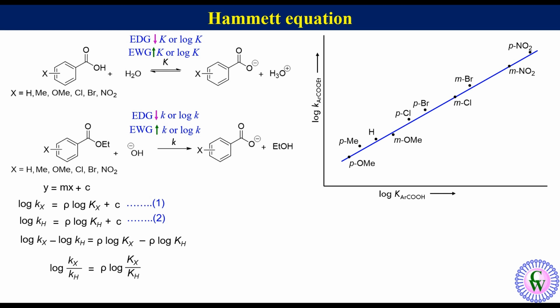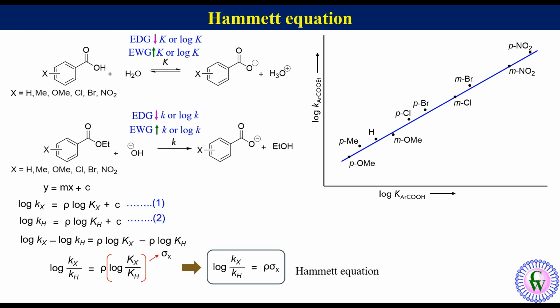So, for a particular substituent, log capital KX upon log capital KH is constant and can be replaced by sigma x called substituent constant. Now the equation will become log small kx upon small kh is equal to rho sigma x. This is called the Hammett equation.